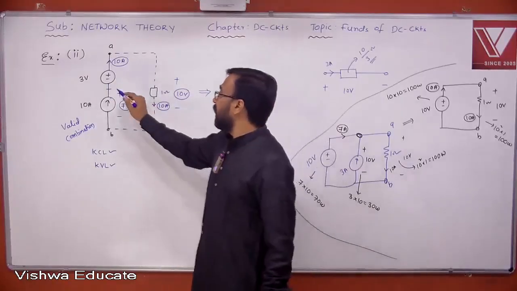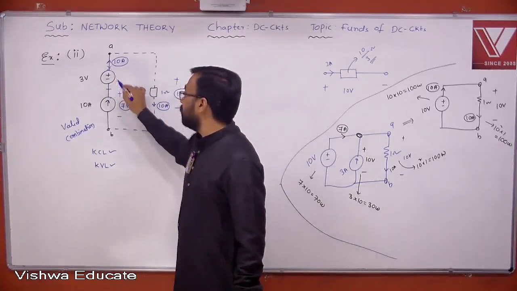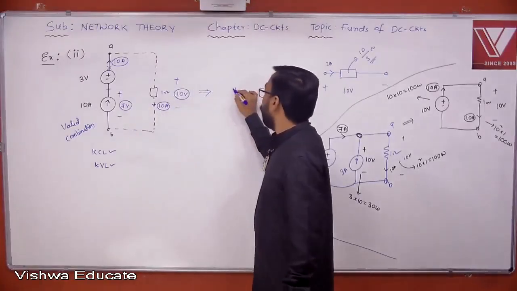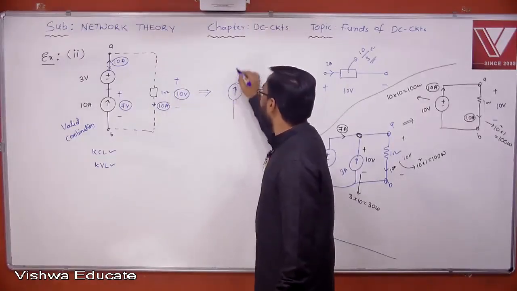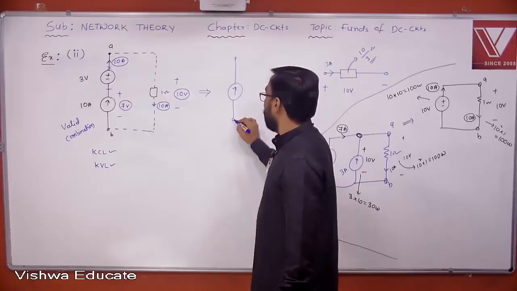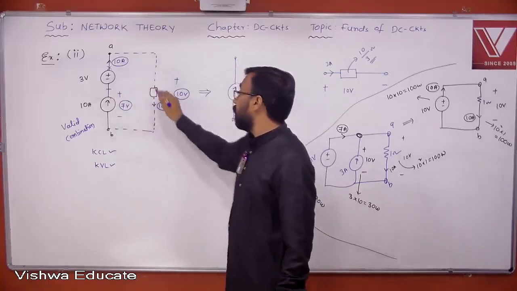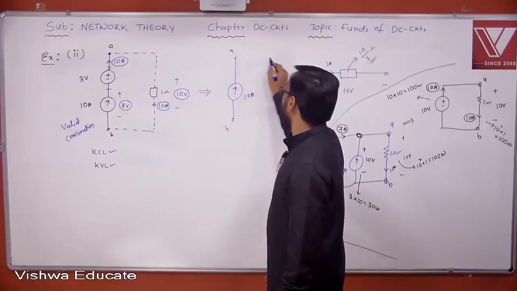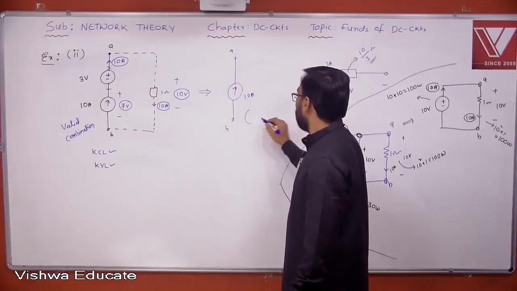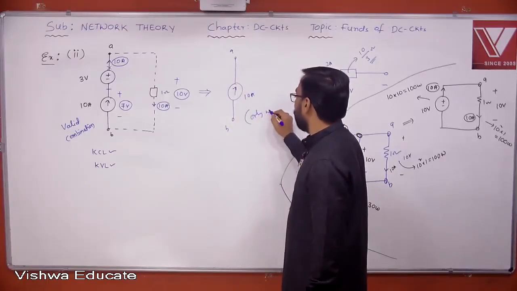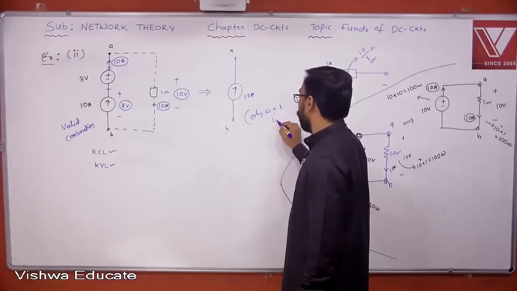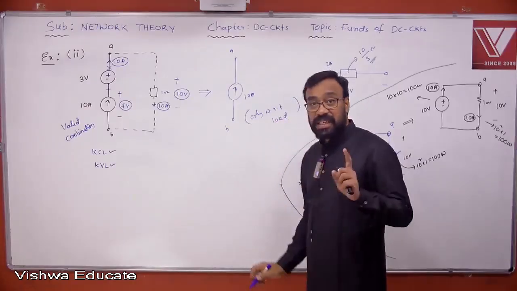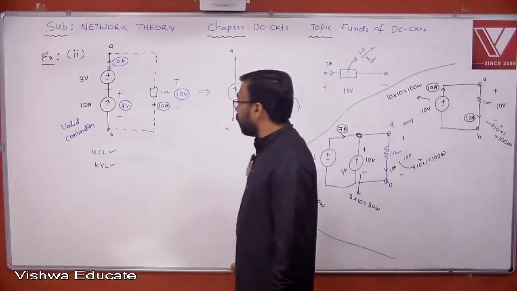Now, can we neglect this particular element? Yes. And what is the equivalent you are getting all the time? Current source. And what is its value all the time? How much is it flowing? 10 amperes. Now, here you have a load. But all this is valid only with respect to what? Load. Understand?